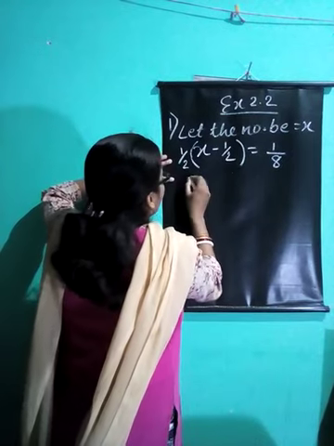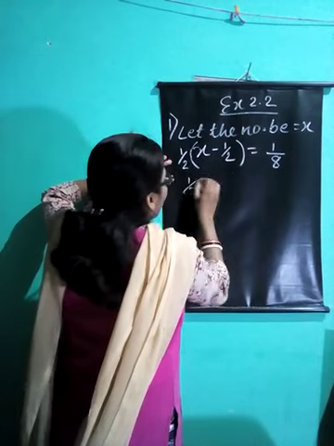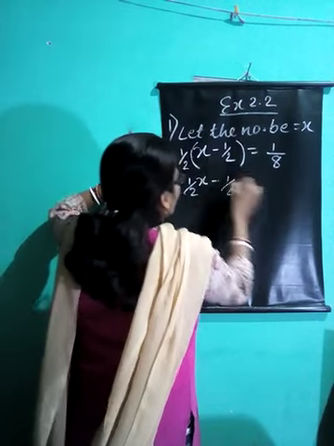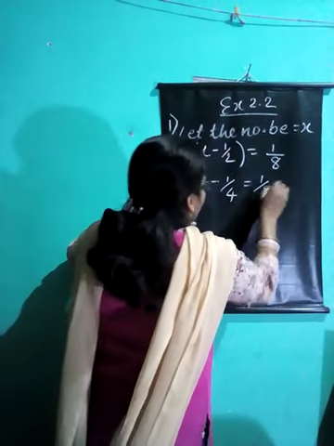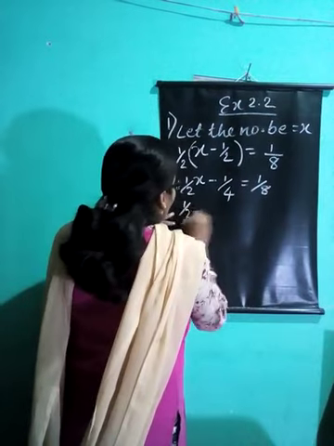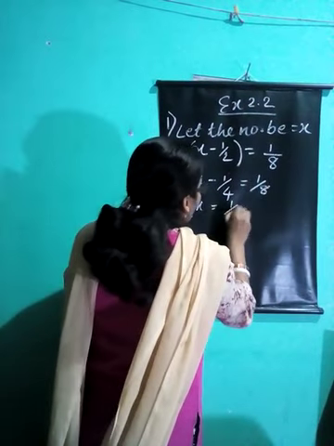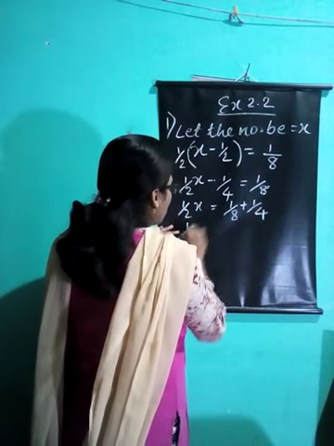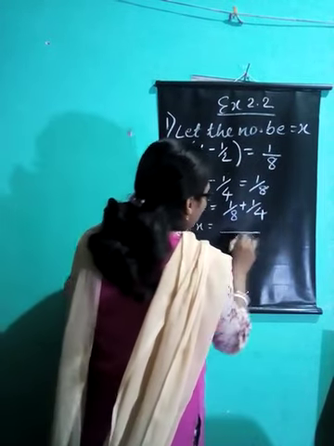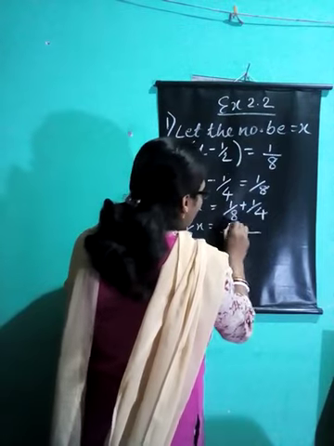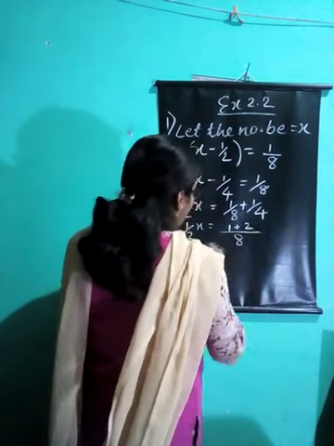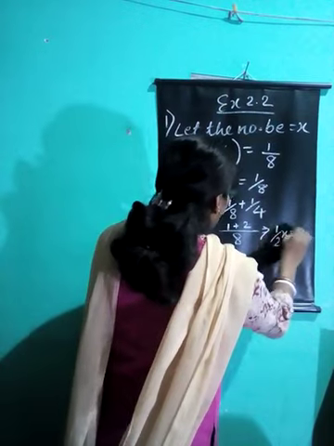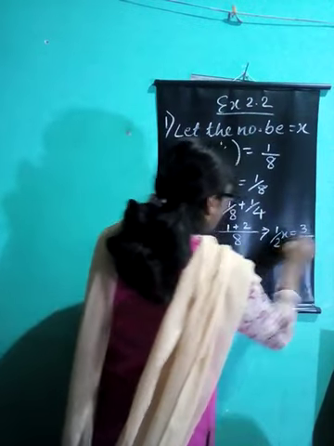So solve this equation. Now you need to open the bracket. 1 by 2x minus 1 by 4 (2 into 2 is 4) is equal to 1 by 8. Then 1 by 2x is equal to 1 by 8 plus 1 by 4. Now find the LCM for this. You get 8 as LCM. Here 1 plus 2, so it implies 1 by 2x is equal to 3 by 8.